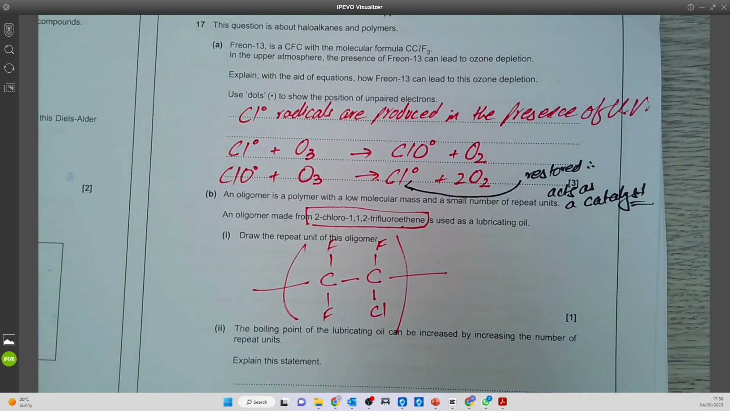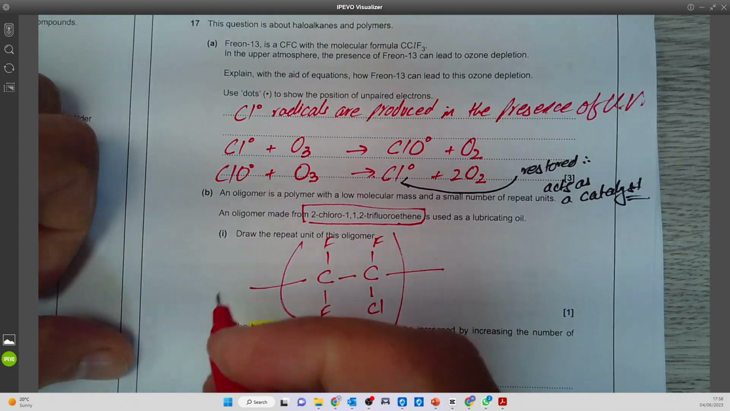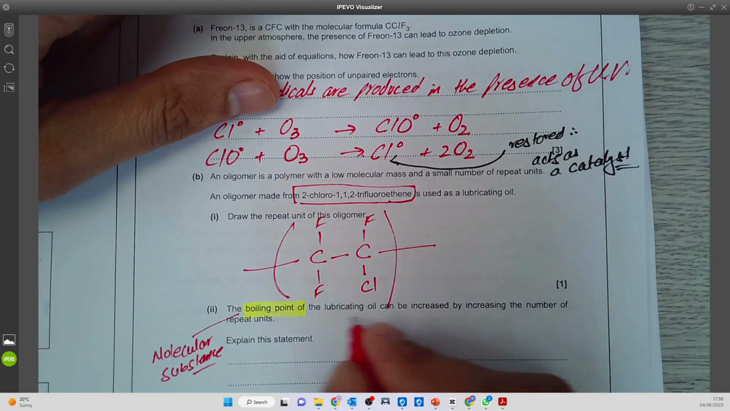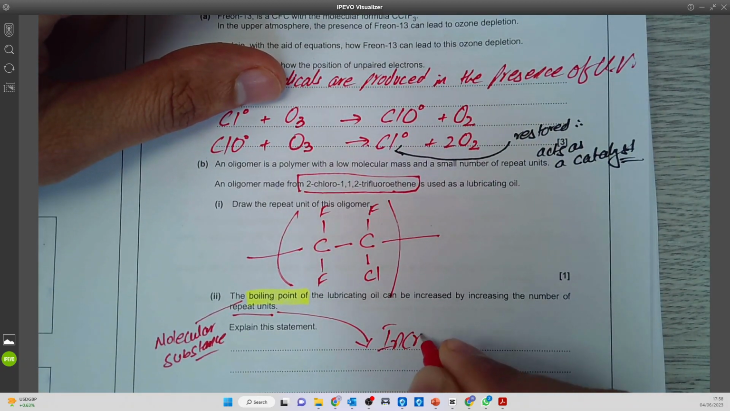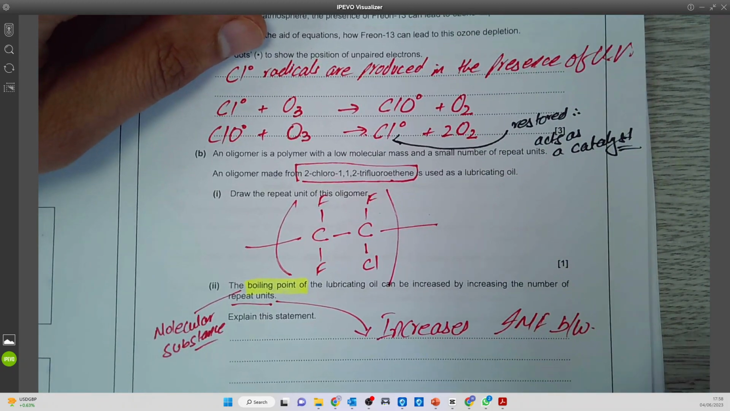So it says now the boiling point can be increased. Now remember, these are molecular substances. So increasing the number of repeat units, what will they do? They will increase IMF between. Wouldn't you have to put the N on the repeat unit?